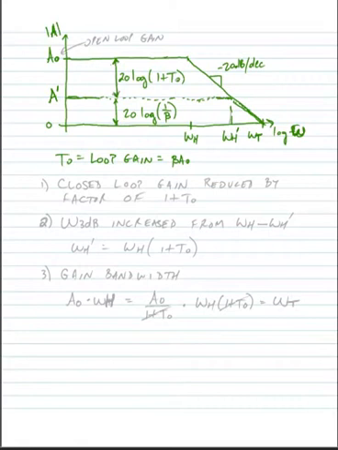So let's look at what happened to the gain with feedback. First, the closed loop gain is reduced from the open loop gain by a factor of 1 plus T sub 0, and we showed this on the graph. Our open loop gain is A sub 0. Our closed loop gain is reduced by this 1 plus T sub 0 factor.